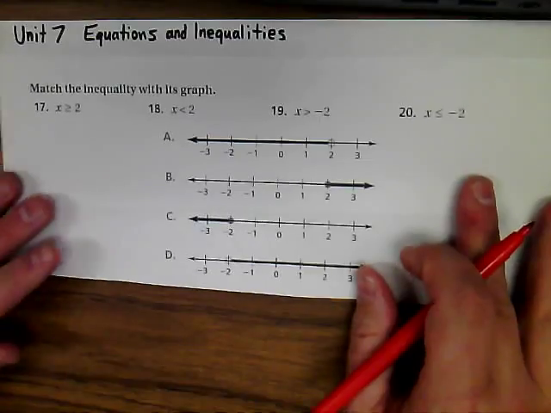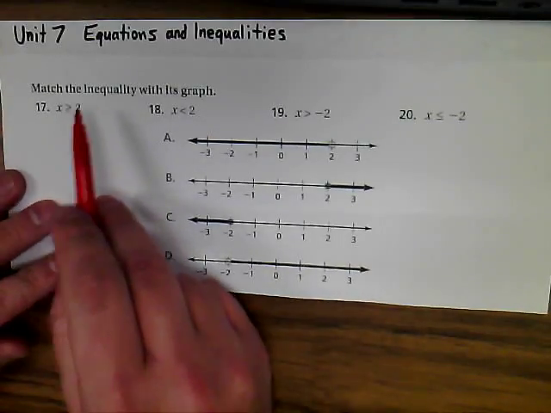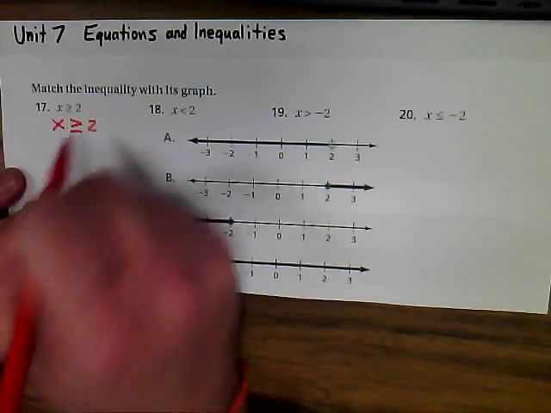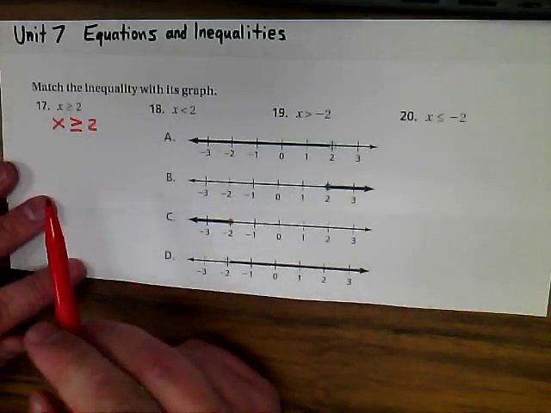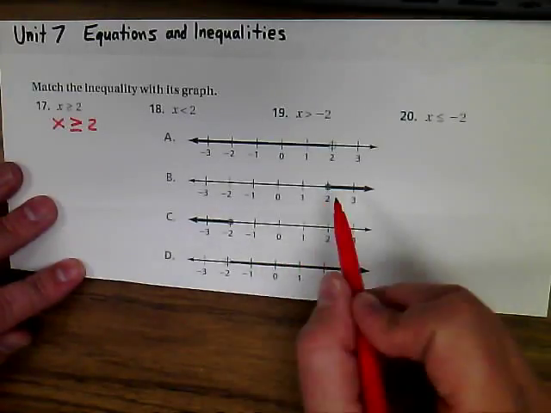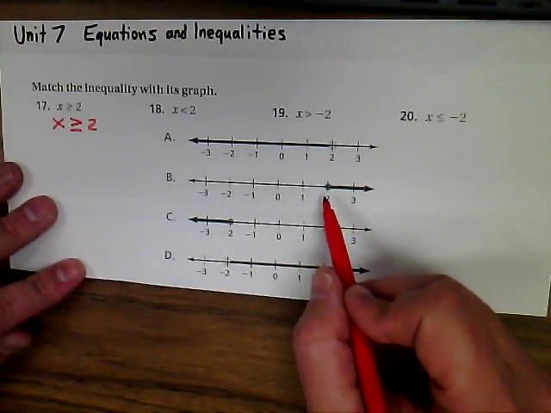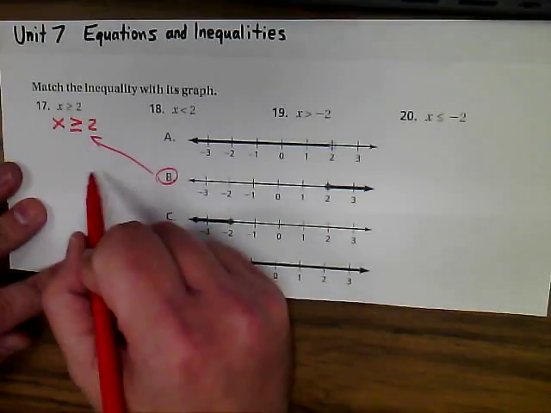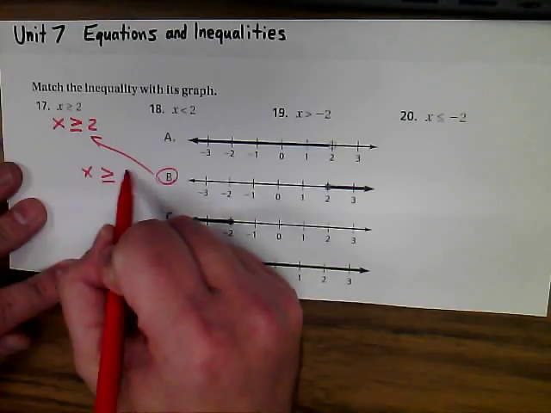When we graph inequalities, we want to take a look at what the symbols mean. These are a little hard to read. So x is greater than or equal to 2. Now remember, greater than or equal to means it could include the number 2. So I see two options where it could include the number 2. But remember, it's got to be bigger than 2. So B is clearly the answer for this one.